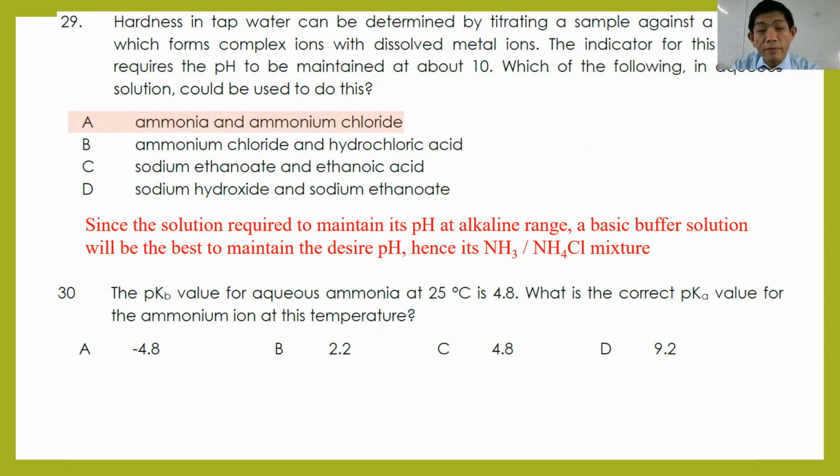Number 30, the pKb value of aqueous ammonia is 4.8. What is the correct pKa value of the ammonium? So pKb equals 14 minus pKa. So settle it for a while, then you get your answer, which is 9.2.